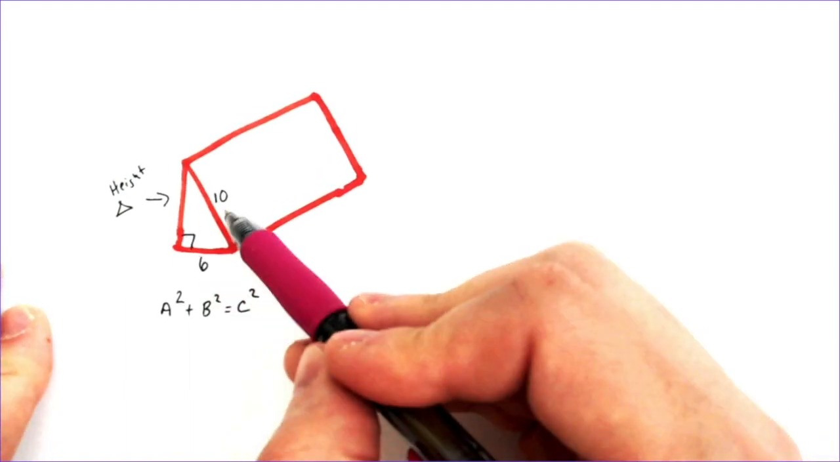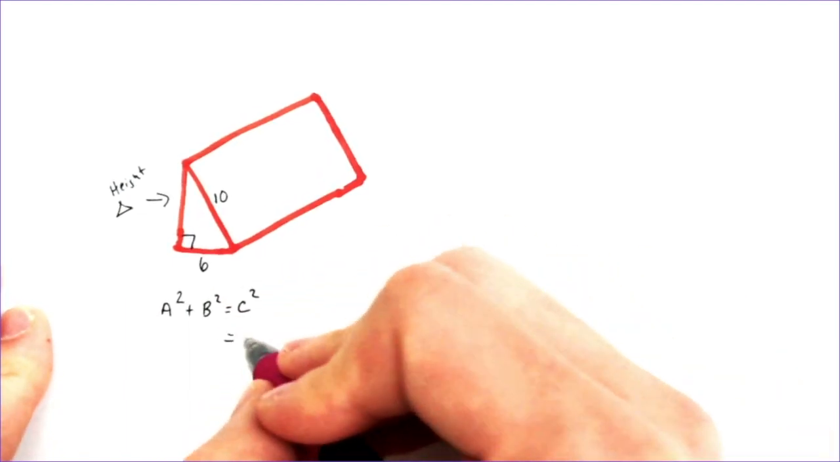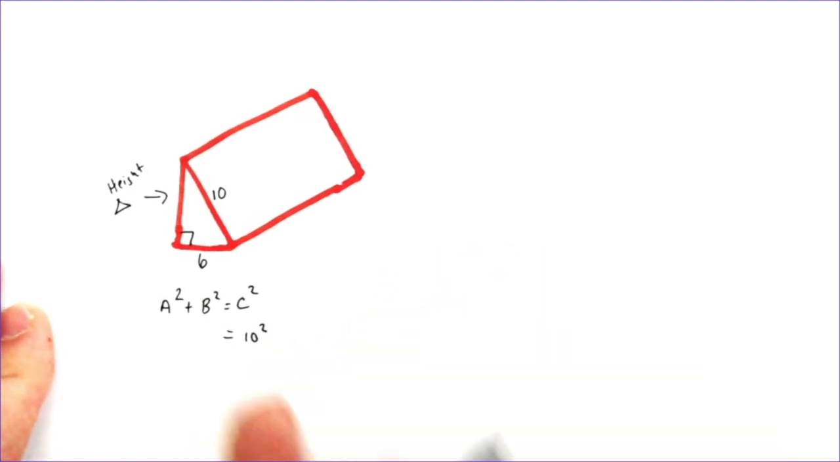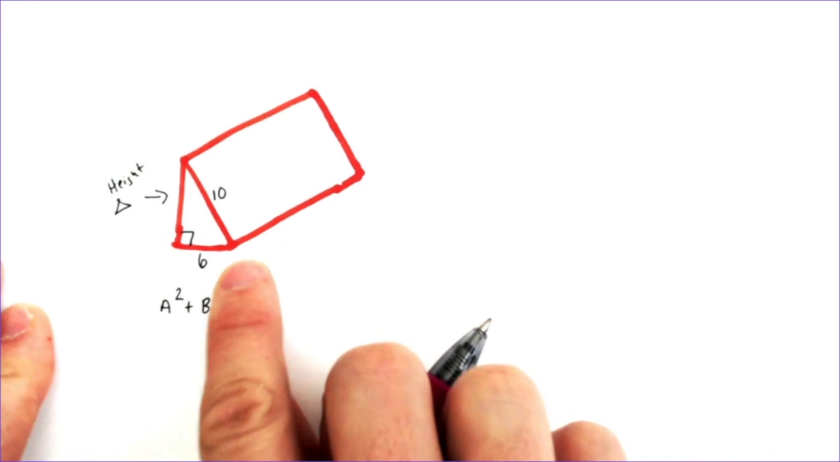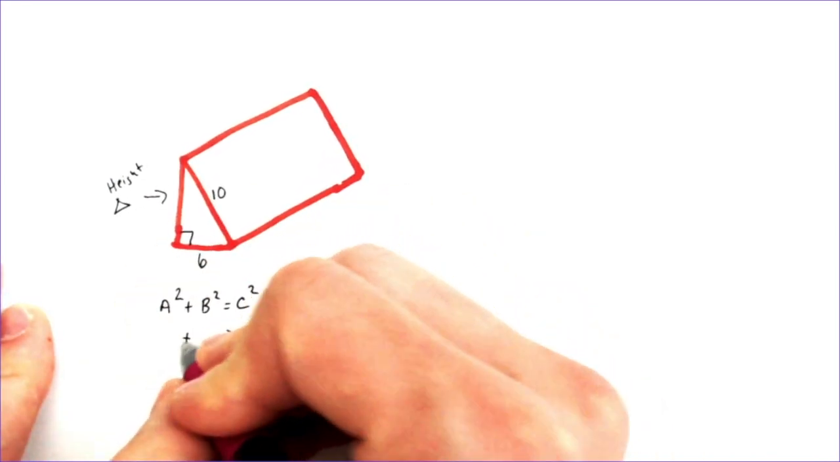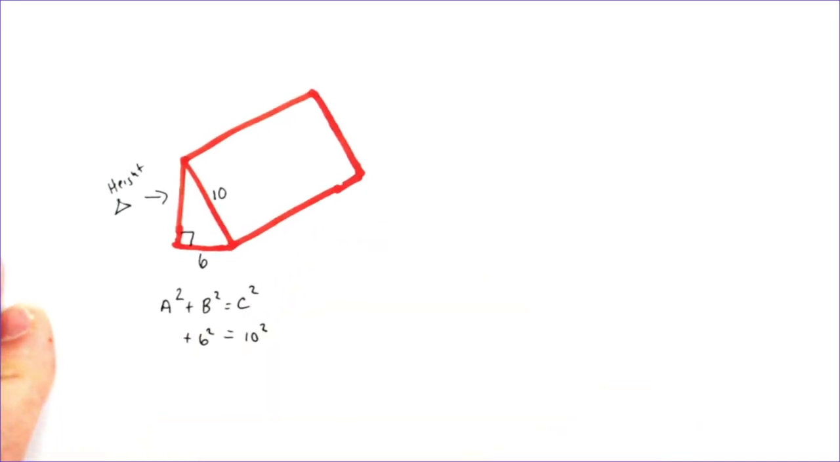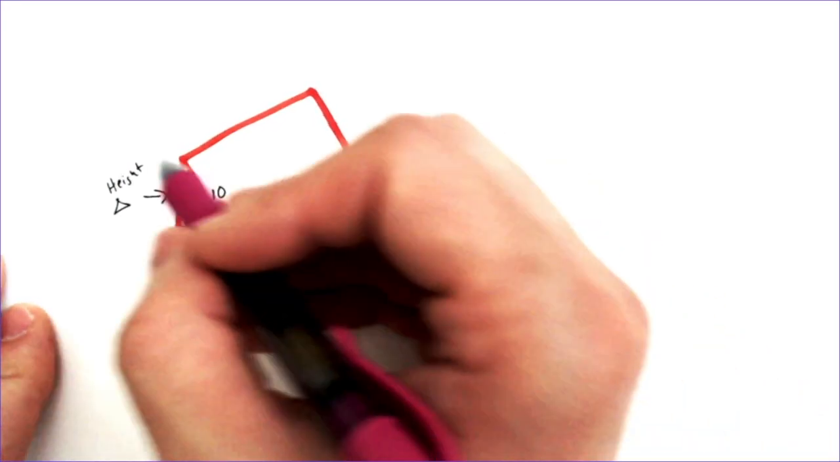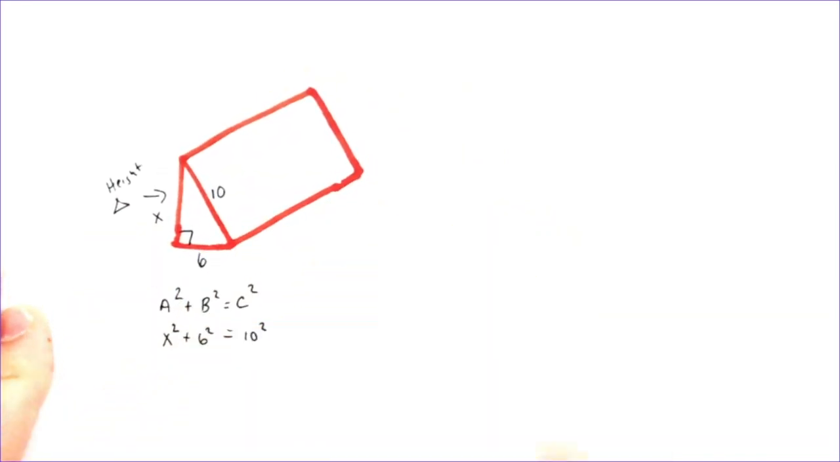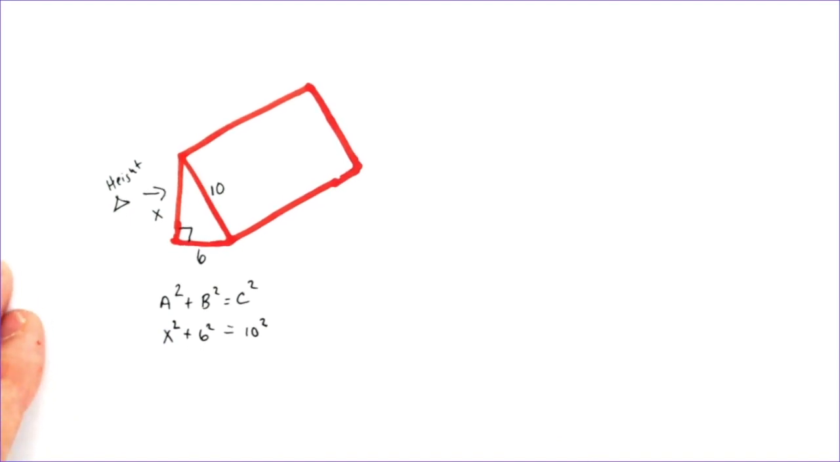The side across from the 90 degrees is the 10. That is our hypotenuse. That's going to be the C. This 6, I'm going to keep consistent, is the bottom of the triangle. We'll call it bottom is B for 6 and the B squared. Could have also been the A. The height is what we're missing. We're going to call that X, or you can call it A. It depends on your preference. I like to call it X.